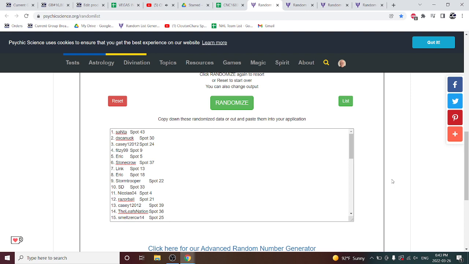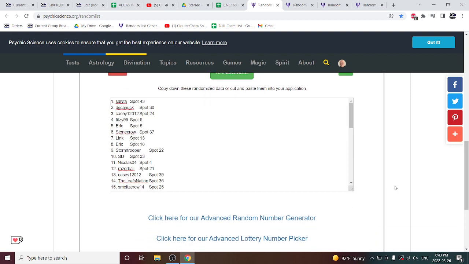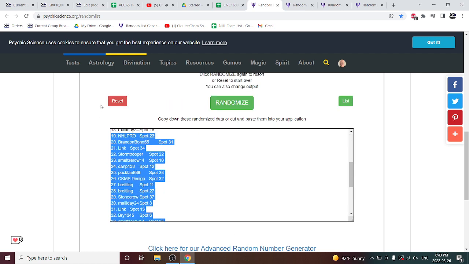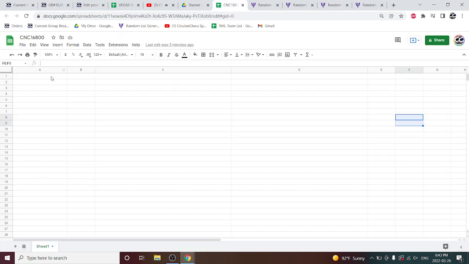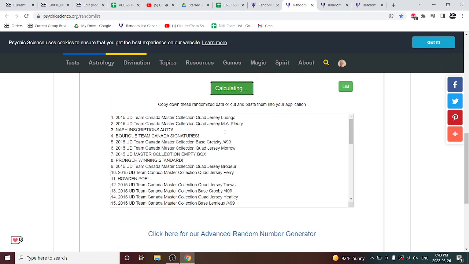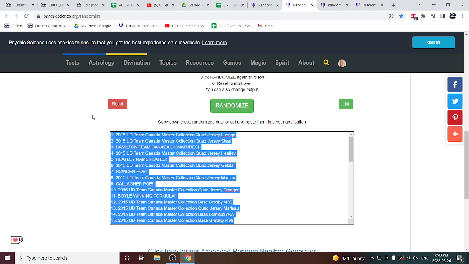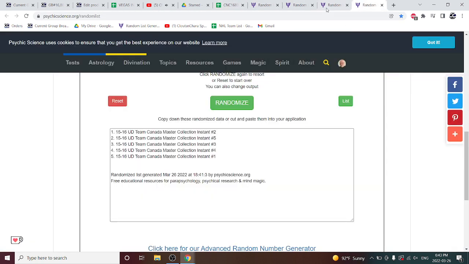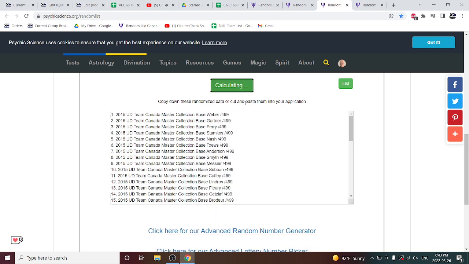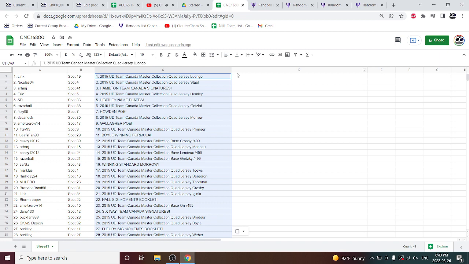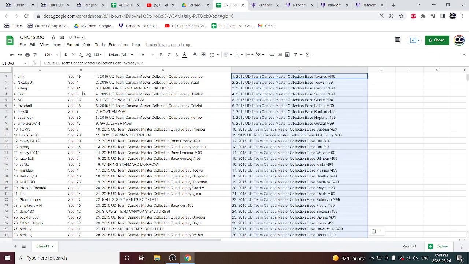CNC group break 16,800. So I'm gonna do it three times, starting with all the names. One, two, three. Paste, and now we've got the hits. One, two, three. Copy, paste, and the base. Nope, that's the instance. Base. One, two, three. Copy, paste. All right, the Hamilton!